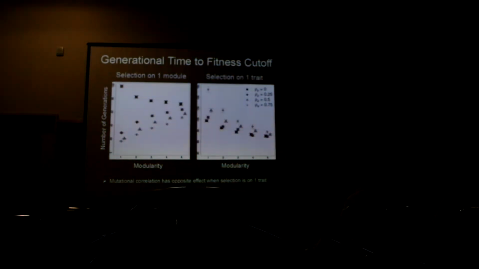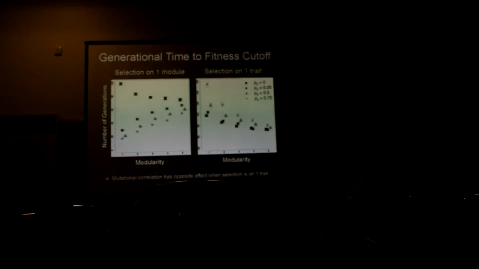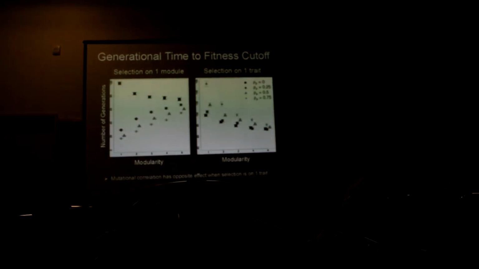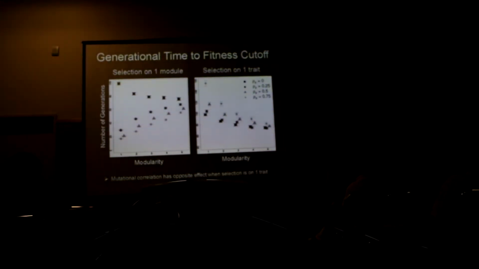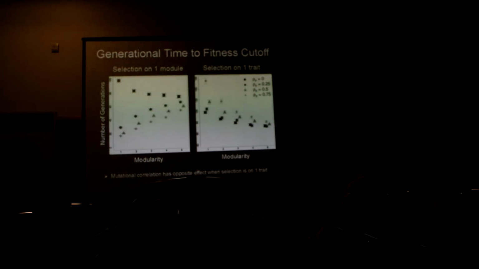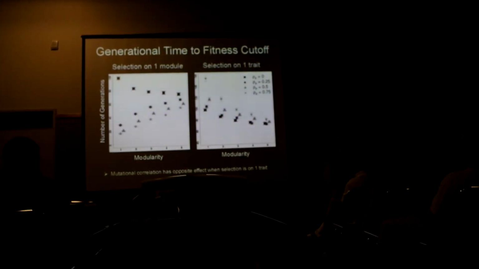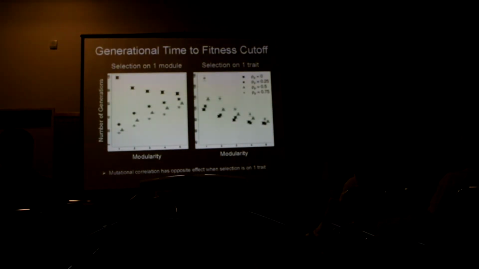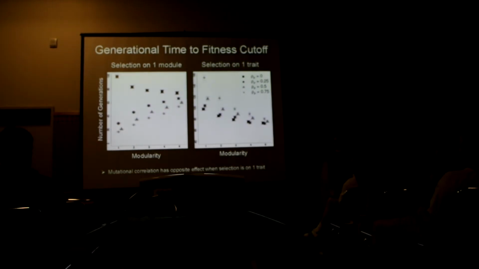When we compare that to selection on one trait, what we find is the opposite trend. Mutational correlation will slow down larger modules to a greater degree than it will smaller modules. This gives us an idea of how mutational correlation can affect the response to selection.